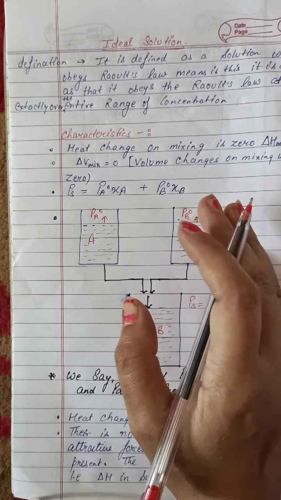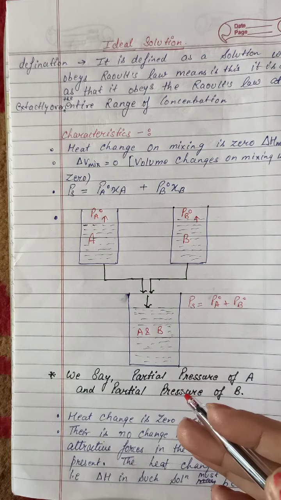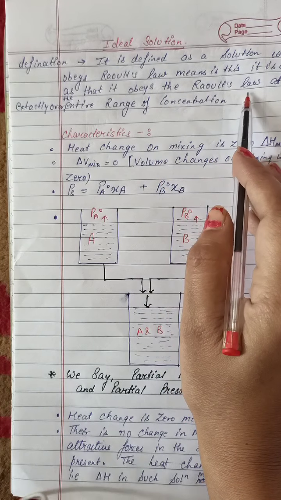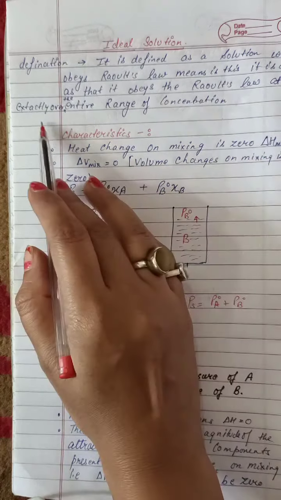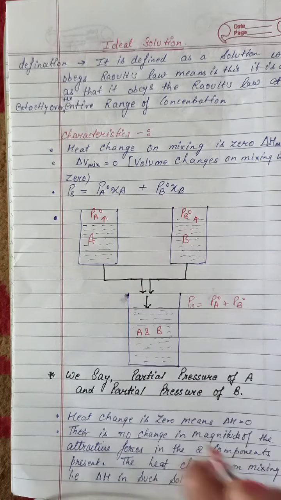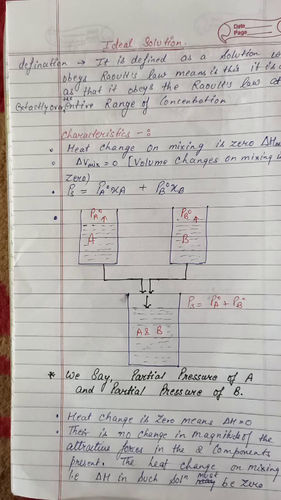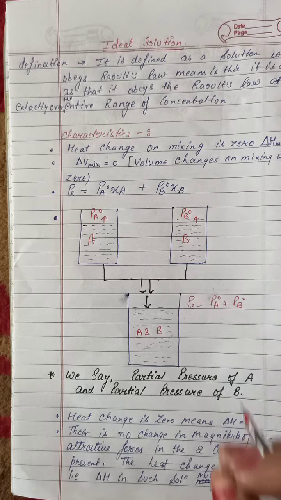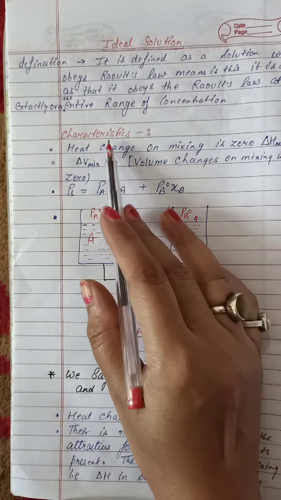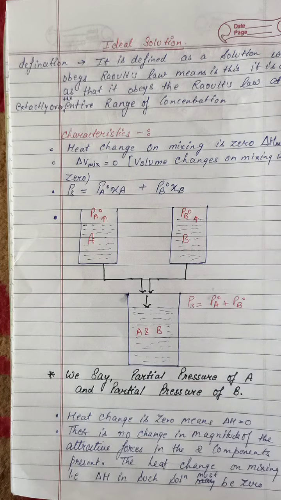Okay. In easy words, it obeys Raoult's law exactly over the entire range of concentration. Means, at whatever concentration it is, on that exact concentration we obey Raoult's law. This is said to be the ideal solution. Fine. So the definition is this one. After this we are using the characteristics.